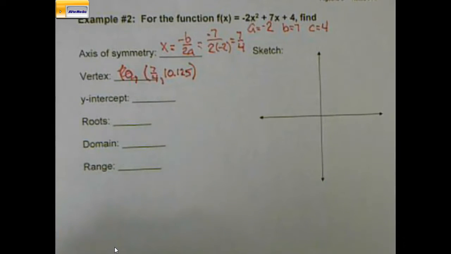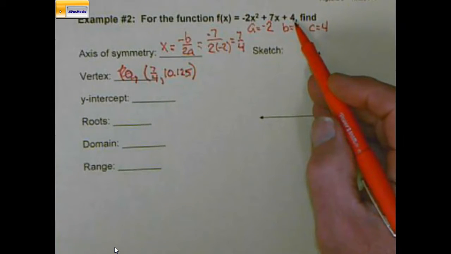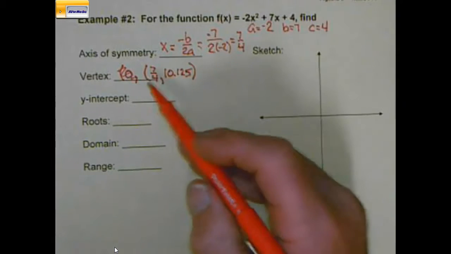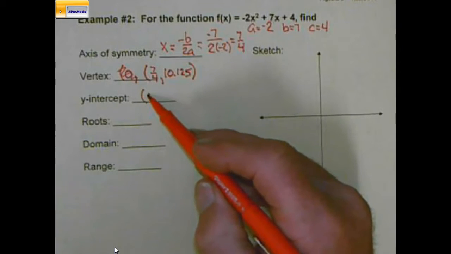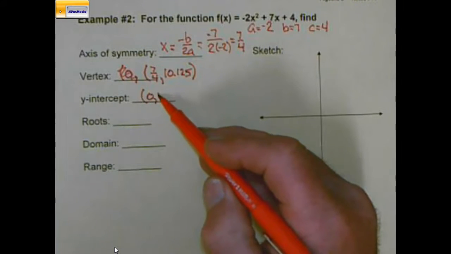Next, we look at our equation. We know our y-intercept is simply given here. It's at 4. So the coordinates of our y-intercept we write down as (0, 4).